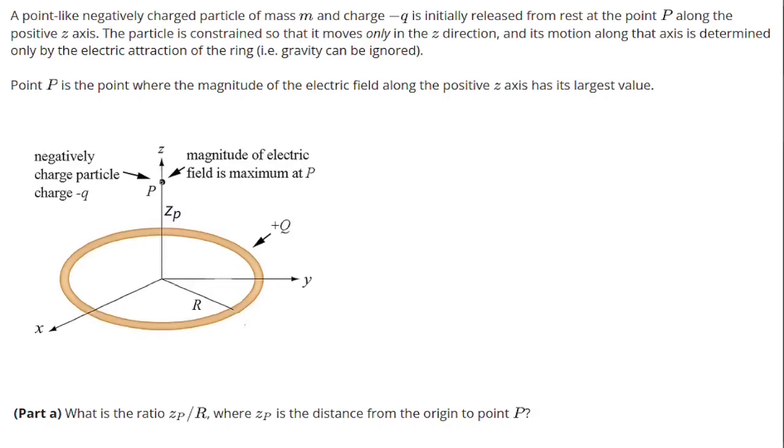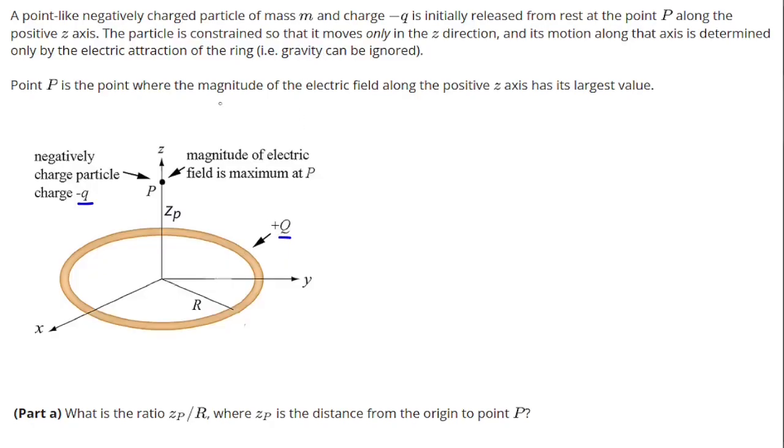A point-like negatively charged particle with a mass m and charge minus q is initially released from rest at point P along the positive z-axis. The particle is constrained so that it only moves in the z direction, and its motion along that axis is determined by the electric attraction of the ring, which is positively charged, and we can ignore gravity.